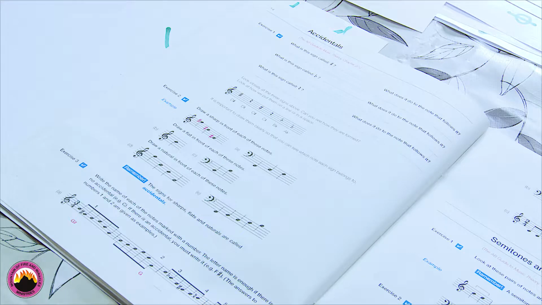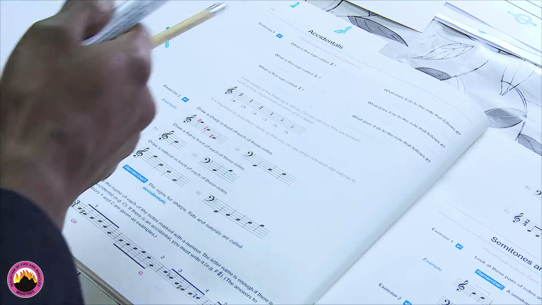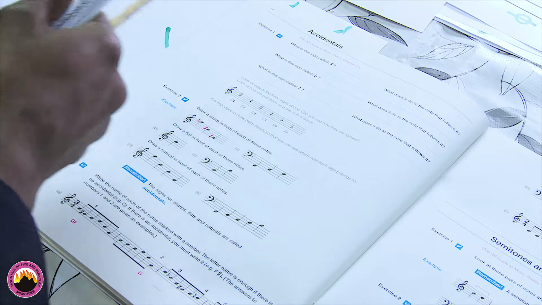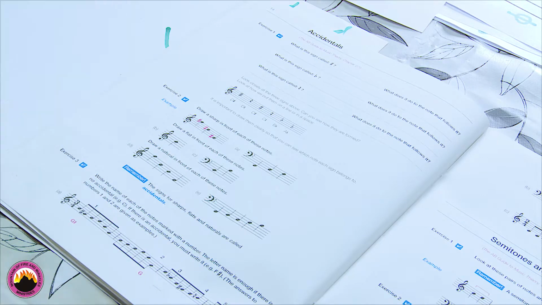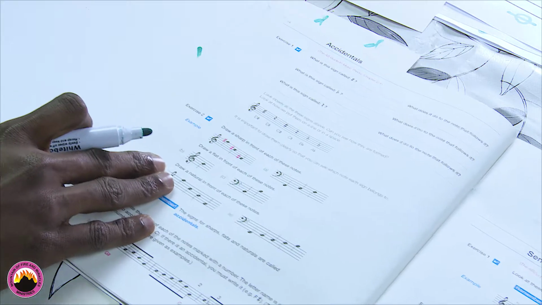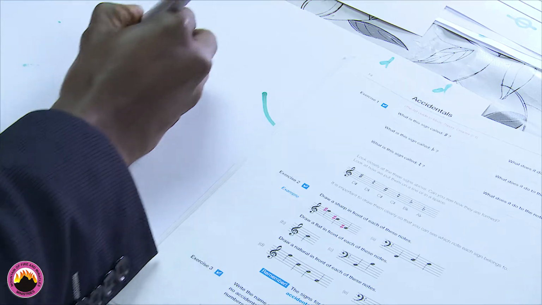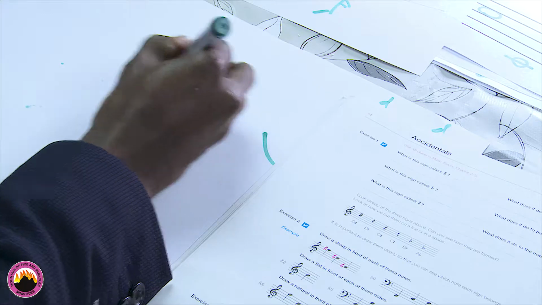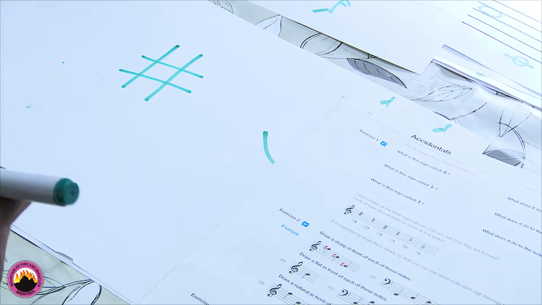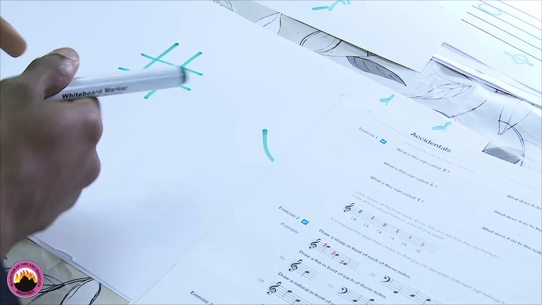So we'll be looking at accidentals. Now the first one we'll consider is called the sharp. The sharp is drawn this way. So you have this. The sharp is drawn that way.